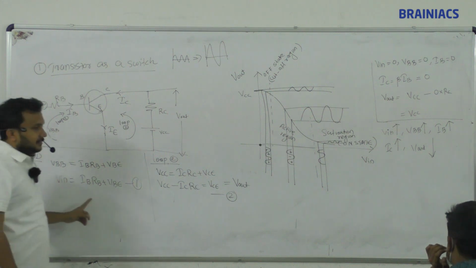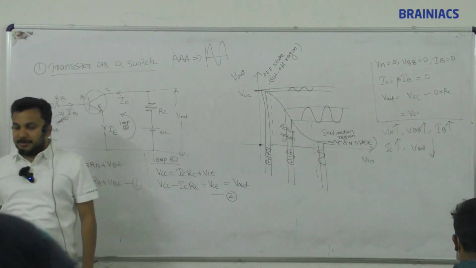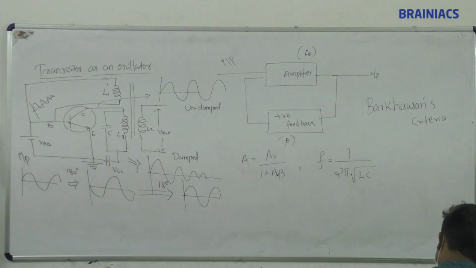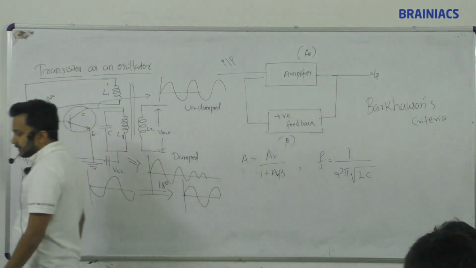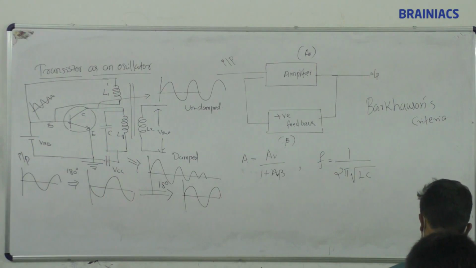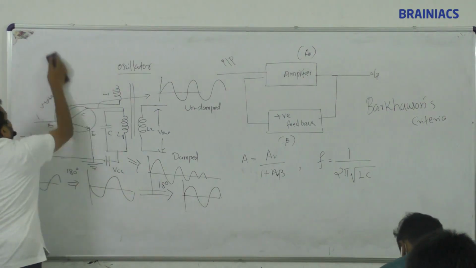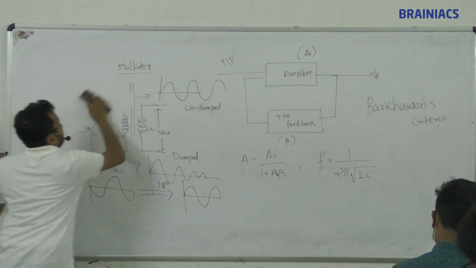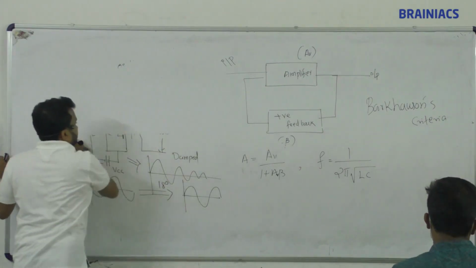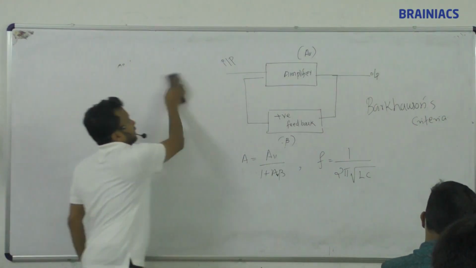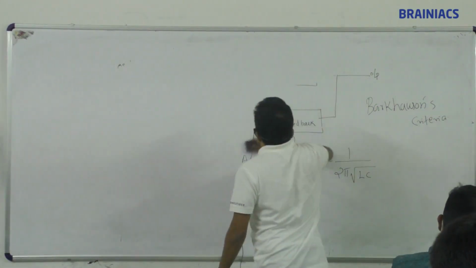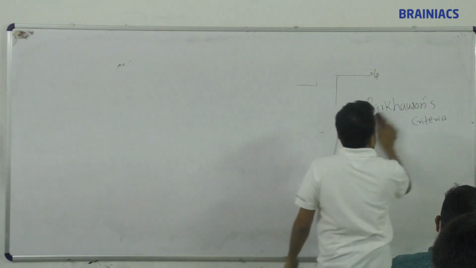So the next heading: transistor as an amplifier. The next one, parameters related with transistor. There are certain parameters related with transistor. Okay, what are the parameters?